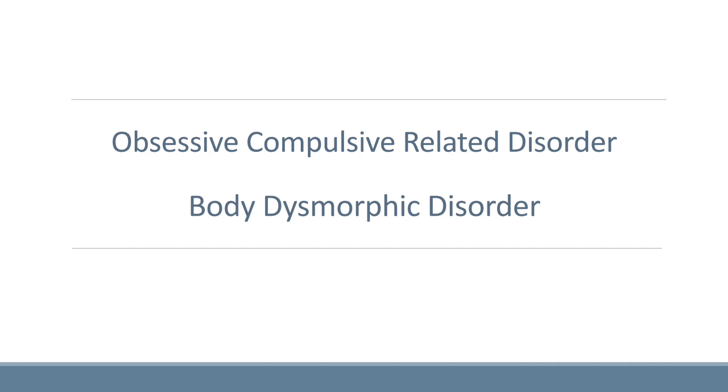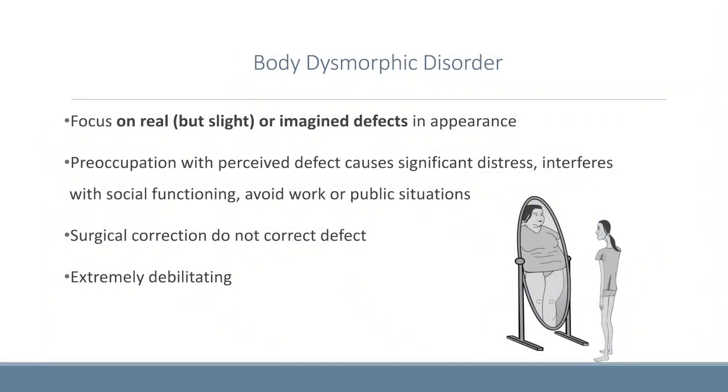Next is body dysmorphic disorder. So this is when someone has a focus on a real but slight or an imagined defect in their appearance, and they have a preoccupation with this perceived defect that causes significant distress, and it interferes with social functioning. They avoid work and public situations altogether. It may affect their relationships, their peer relationships, or romantic relationships.